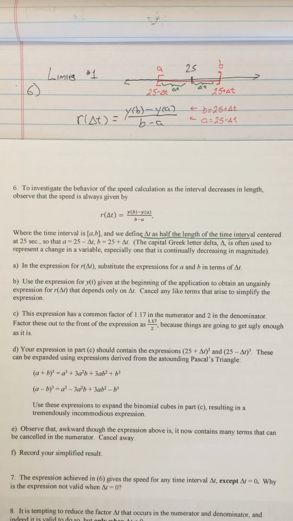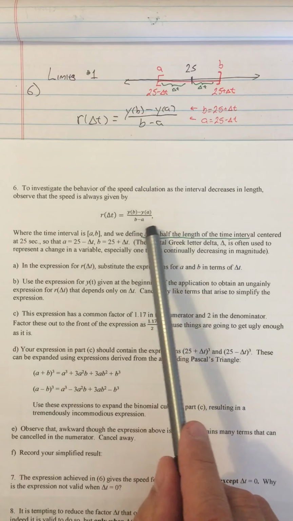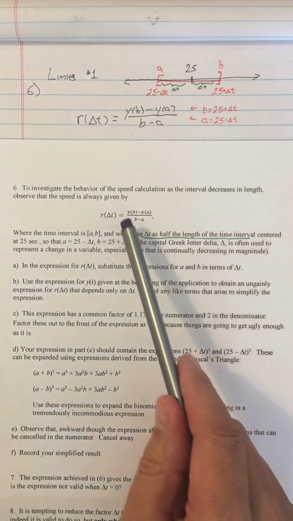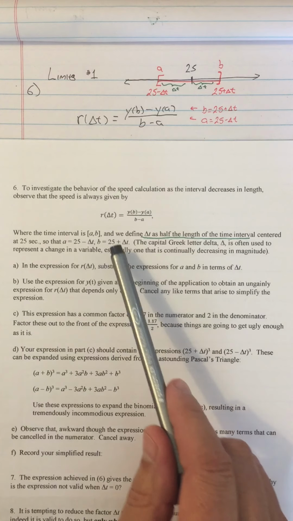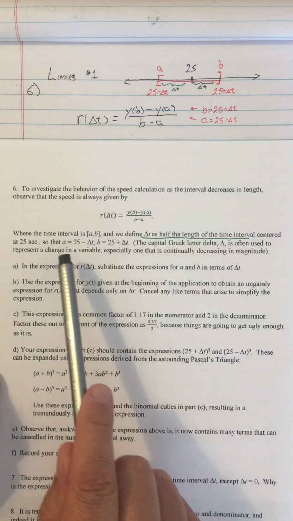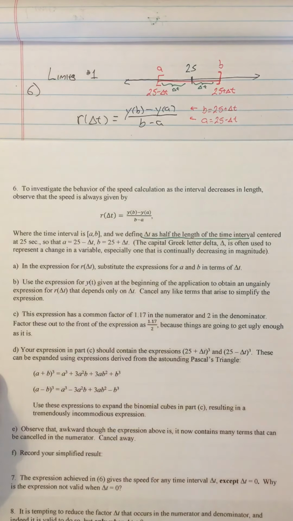So now with number 6, what we're going to do is a whole lot of algebra. We're using this expression, r of delta t equals y of b minus y of a over b minus a. That's really just the slope formula. It's the way we were laying out all these calculations before, but we want to get this to just depend on the delta t. So I wanted to look carefully at the interval and why a is 25 minus delta t and why b is 25 plus delta t.